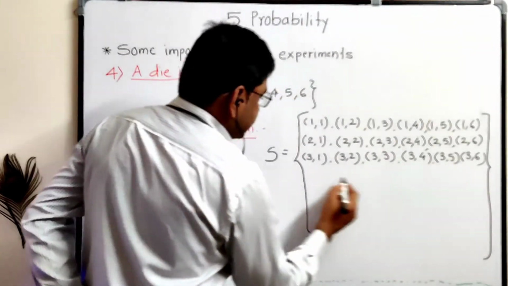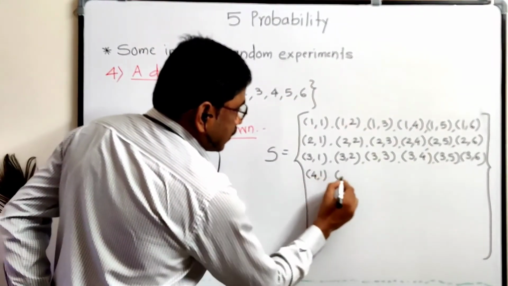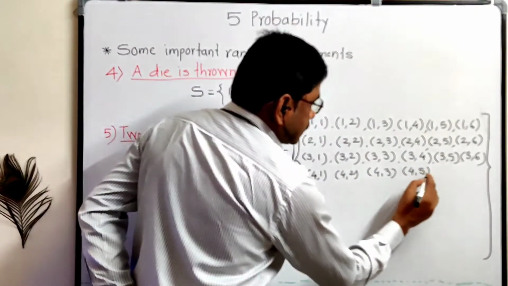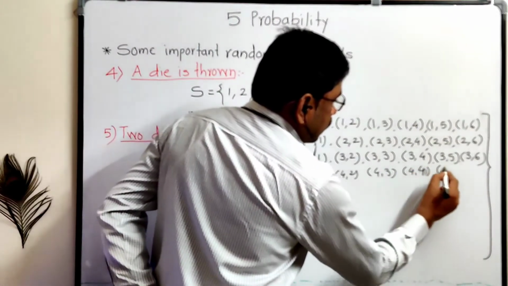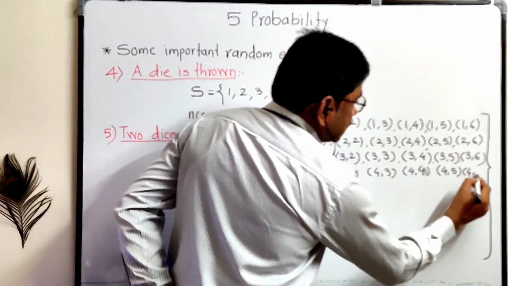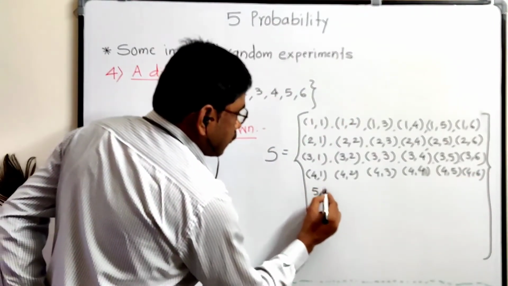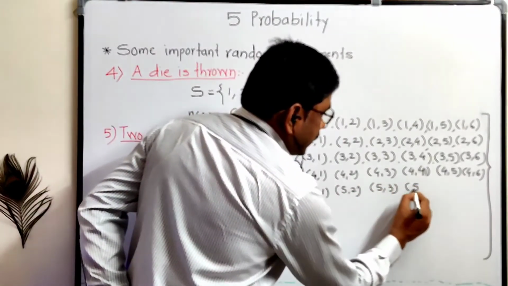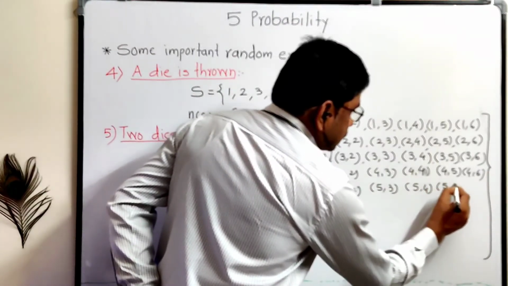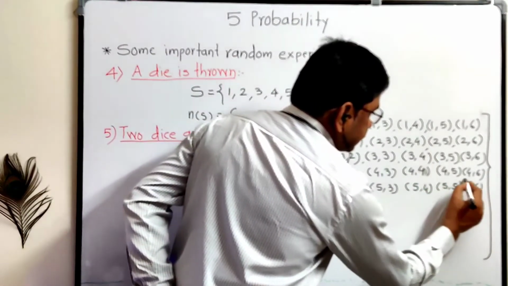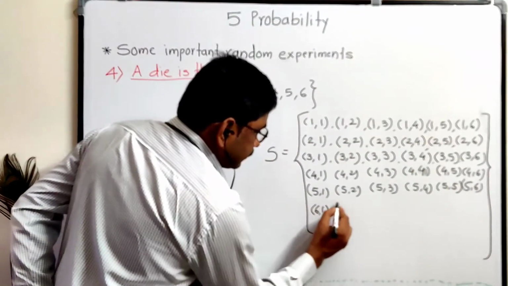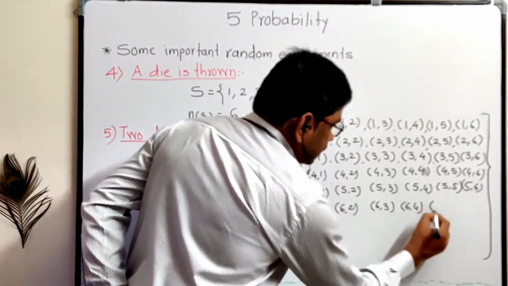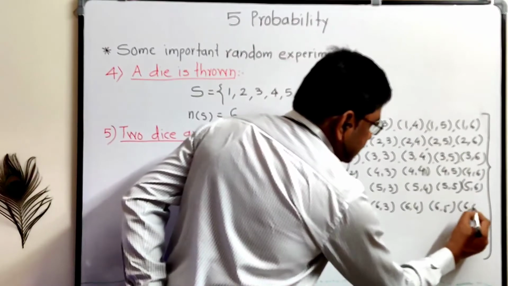Write the commas. Then next one is (4, 1), (4, 2), (4, 3), (4, 4), (4, 5) and (4, 6). Then (5, 1), (5, 2), (5, 3), (5, 4), (5, 5) and (5, 6). Then (6, 1), (6, 2), (6, 3), (6, 4), (6, 5) and (6, 6).